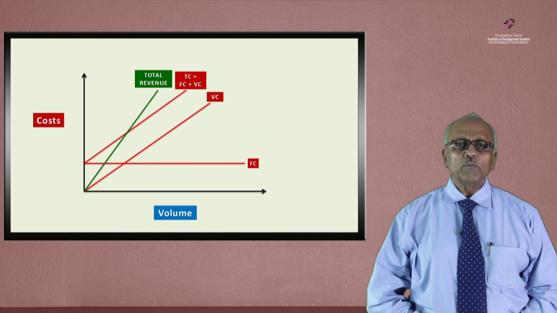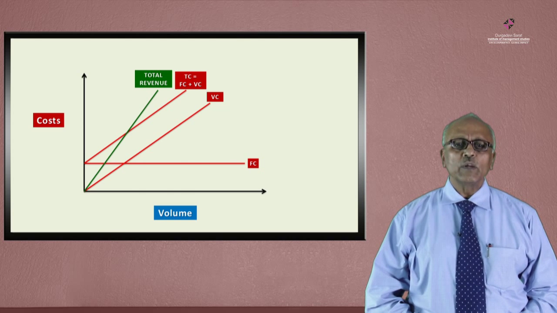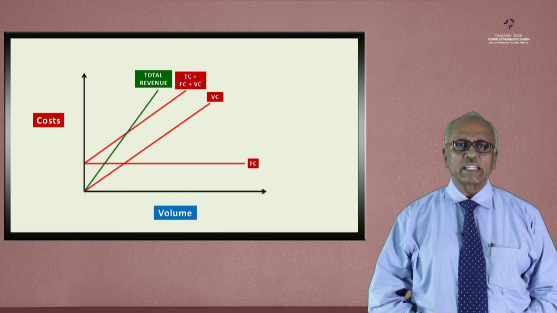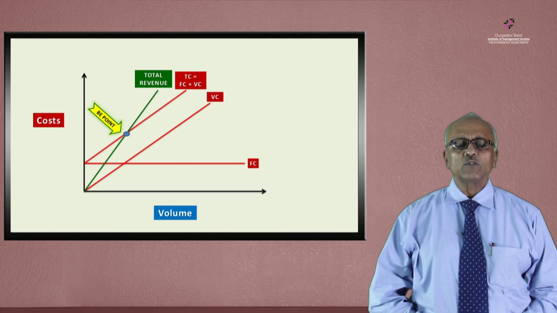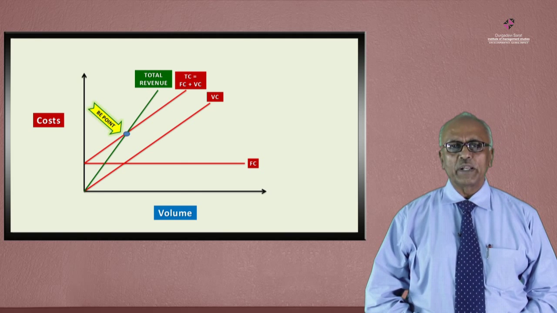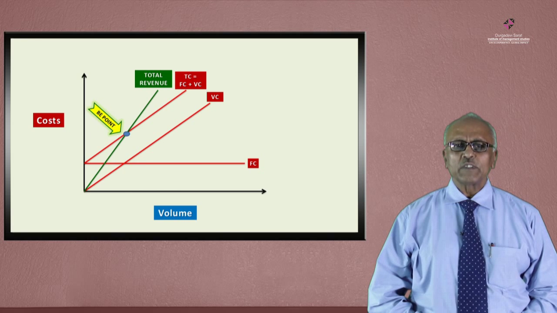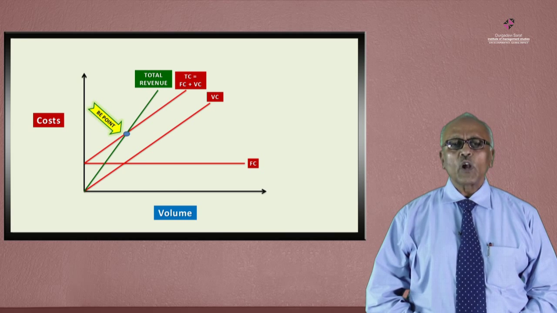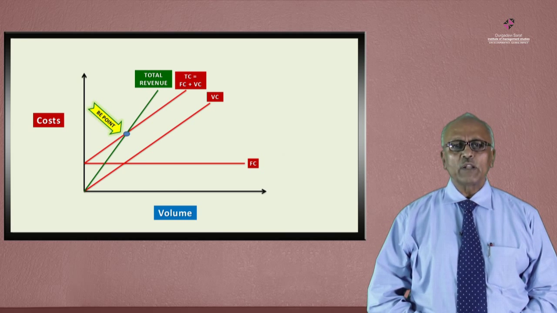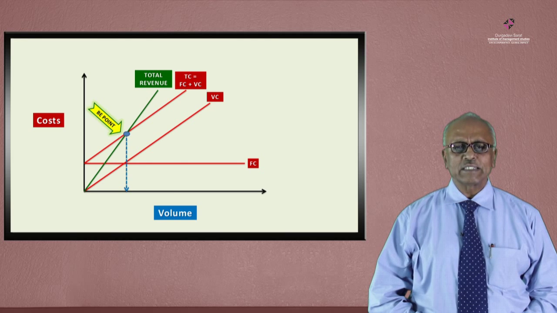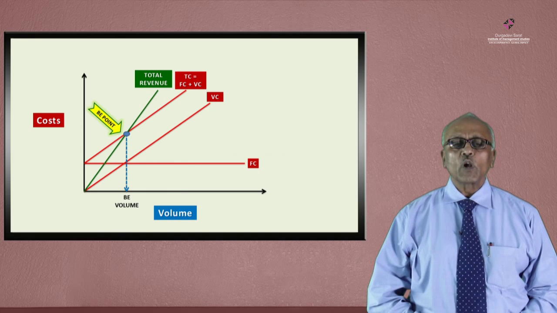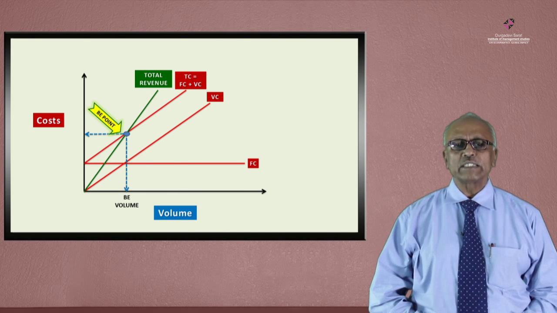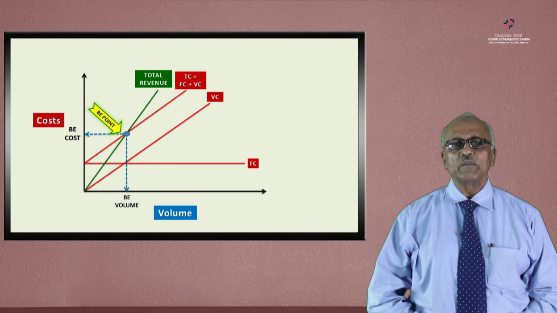Now there is a certain point you will observe where the total revenue line and the total cost line intersect. This point is known as the break-even point. What is the significance of this break-even point? If you drop a perpendicular from this point onto the x-axis or the volume axis, you will get what is known as the break-even volume. If you drop a perpendicular from this point onto the y-axis, which is your cost axis, you will get what is known as the break-even cost.